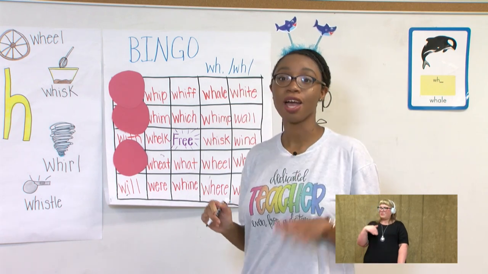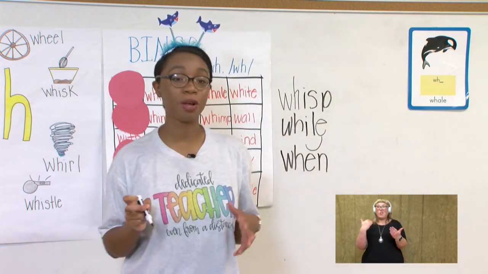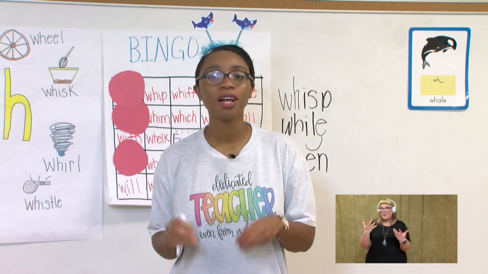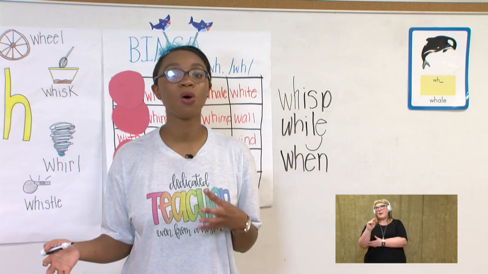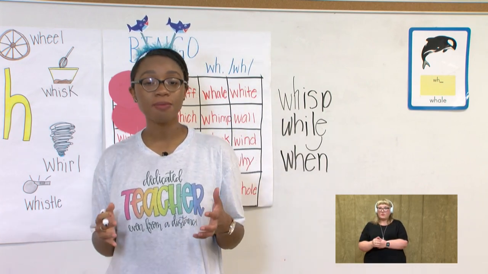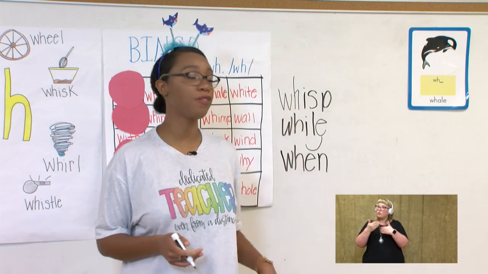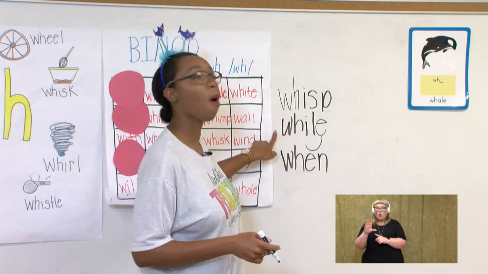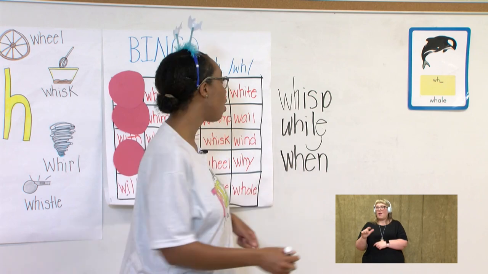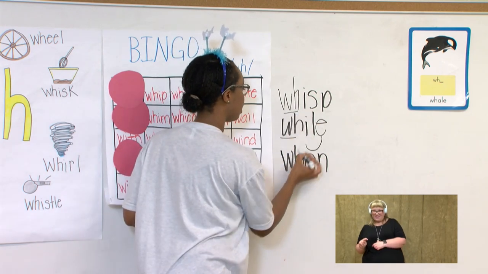Whoa. Okay. We're getting a bit closer. Our goal is to get our bingo, looking through words that have the digraph. Now remember, that's going to be important for us to connect those sounds. So far, you've spelled quite a few words. We've spelled the word wisp, while, and when, all that have the sounds for the digraph.